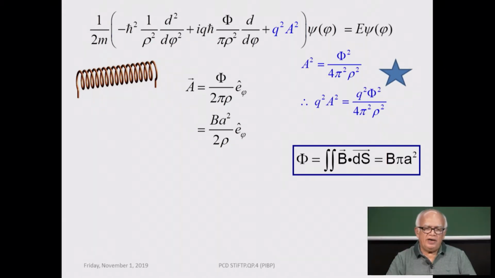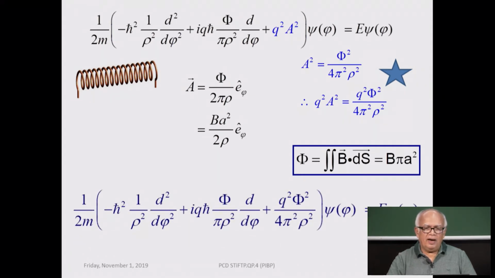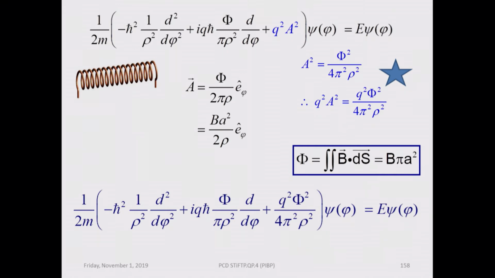So, once you have A, you need the last term which requires A square. So, that comes out as phi square, okay, and you put everything in terms of the flux now, and you have got the Schrodinger equation written in terms of the magnetic flux.